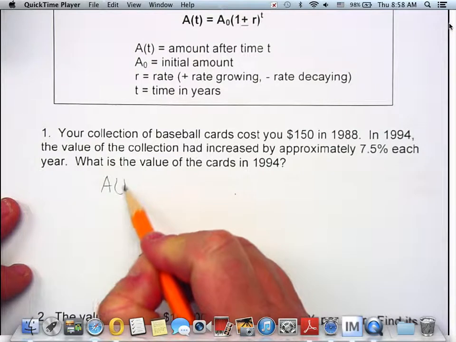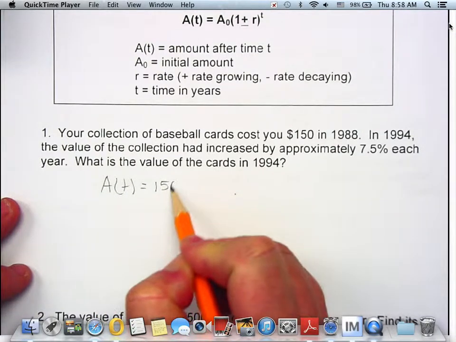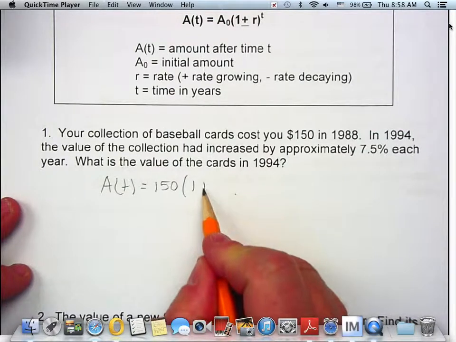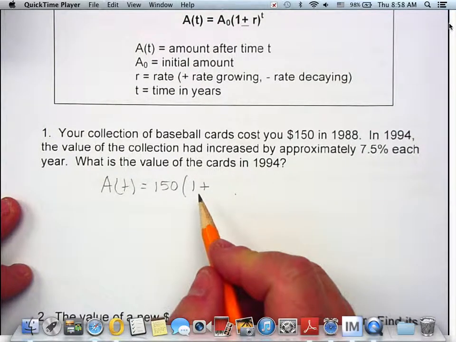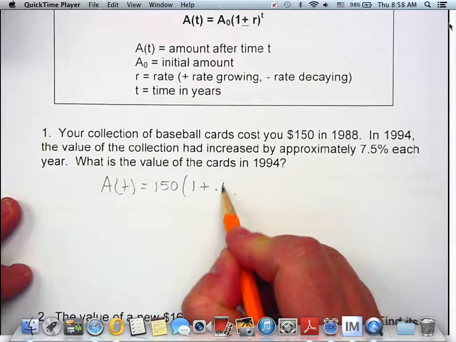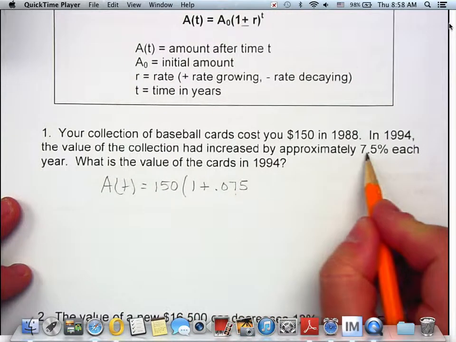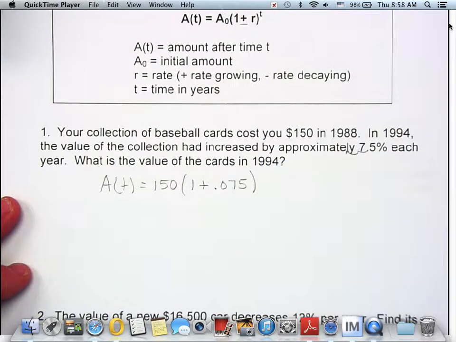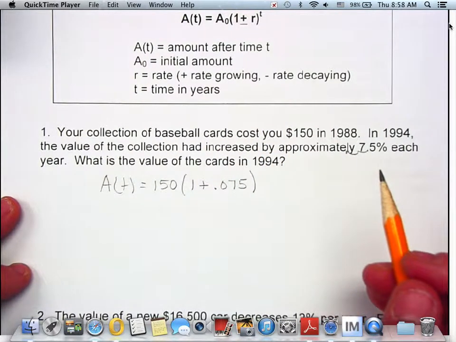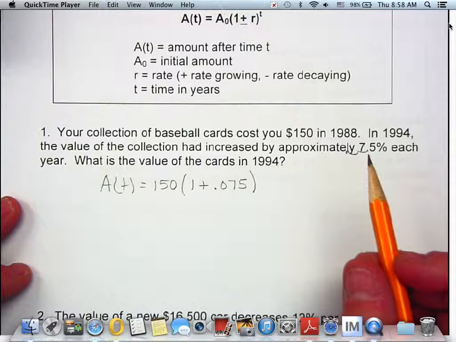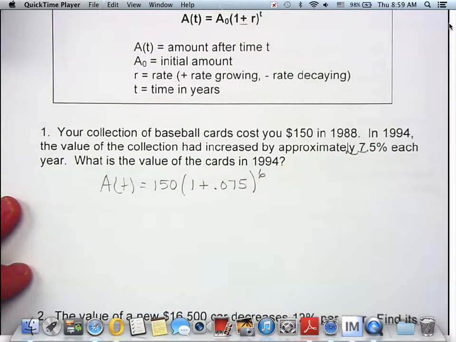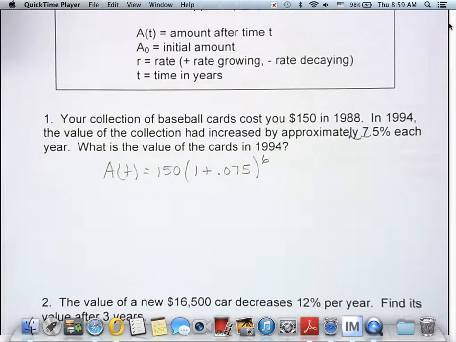equals 150. 150 is your initial amount, times 1 plus 0.075. Very good. Change that to a decimal. You have to move it over 2 places. And then the T is 6, because 94 minus 88 is 6 years. Okay, and then you would put that in your calculator.